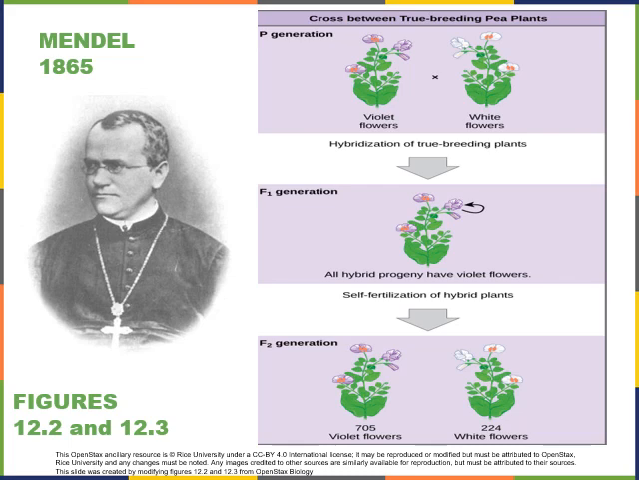Mendel deduced that hereditary factors, which we now know as genes, must be inherited as discrete units. The violet flowers are an example of dominant traits that are inherited unchanged in hybridization. White flowers are an example of what Mendel called recessive traits, which become latent or disappear in the offspring of hybridization.